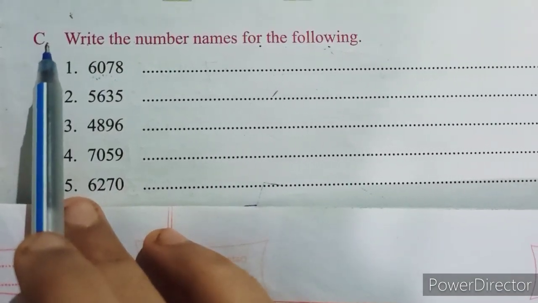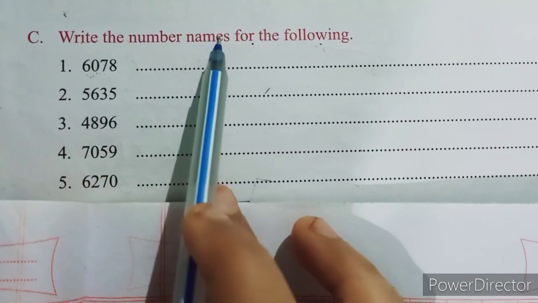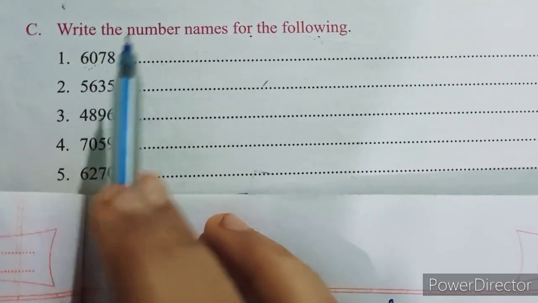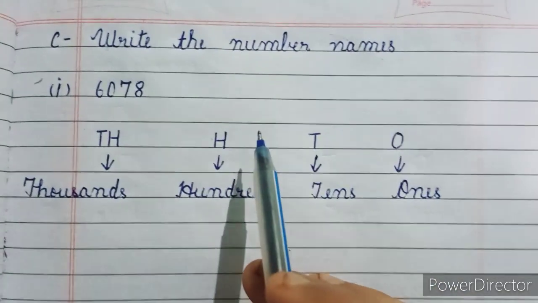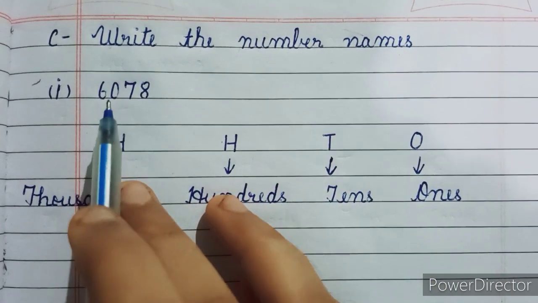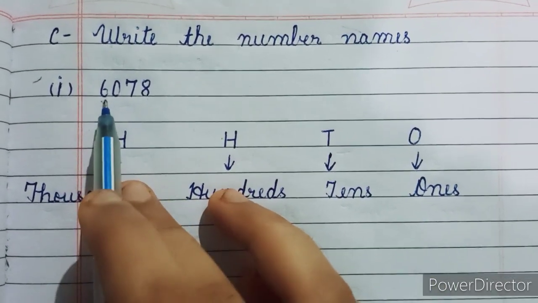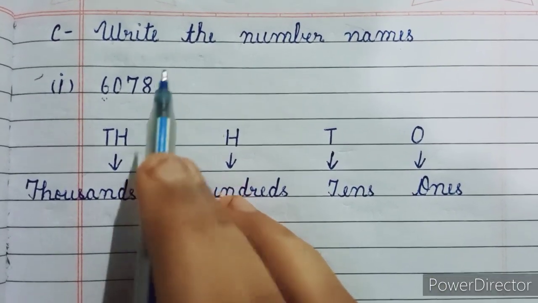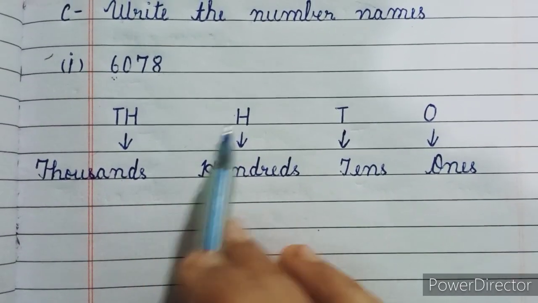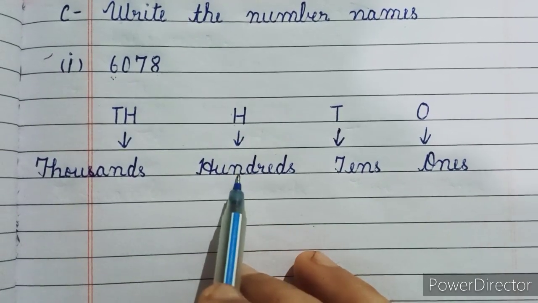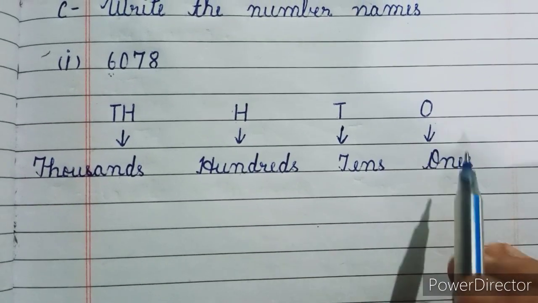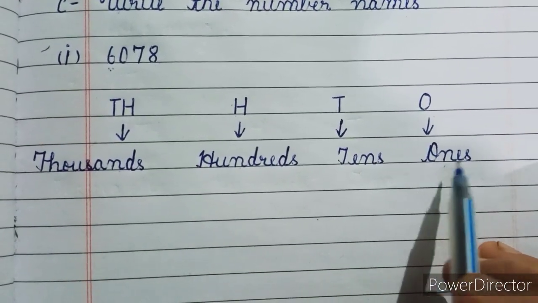Now look, question C, write the number names for the following. The question is 6078. So today we will learn how to write number names. Children, what is the number of 4 digits? 6078. Look here. TH is the sign of the thousands, H the sign of the hundreds, T the sign of the tens, and O the sign of the ones.